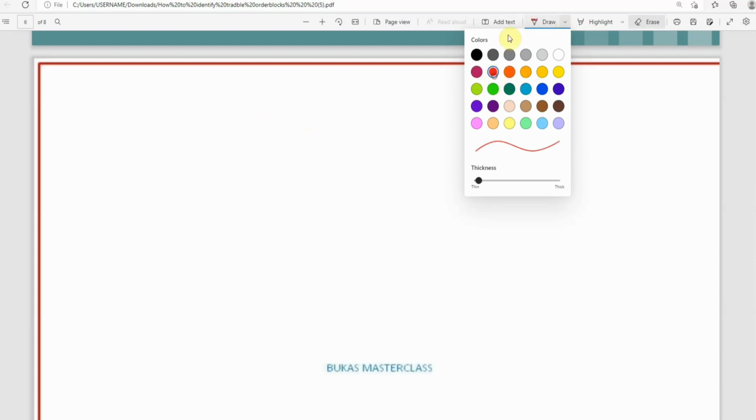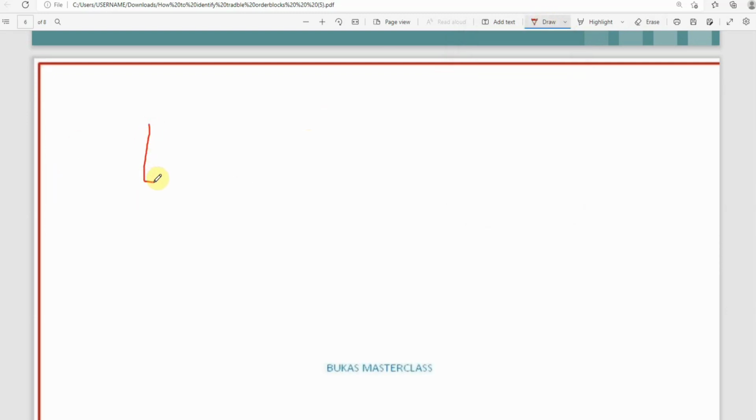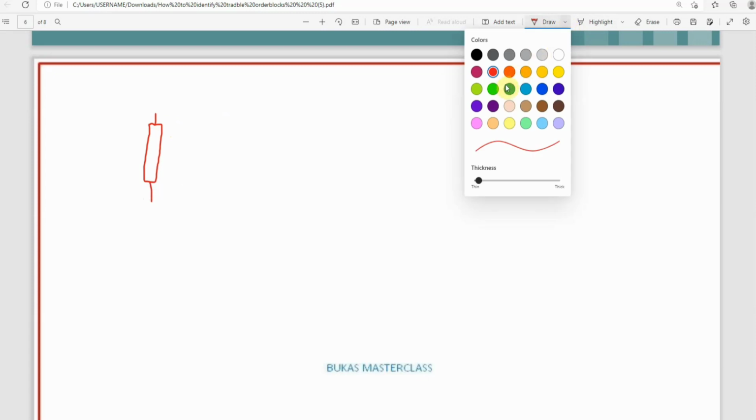So let's assume we have this type of candle. We have a candle like this. We have a candle like this. First, this is a bearish candle, right? And we'll have a bullish candle like this.